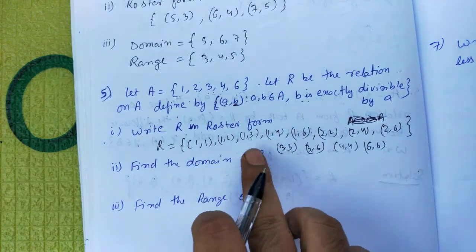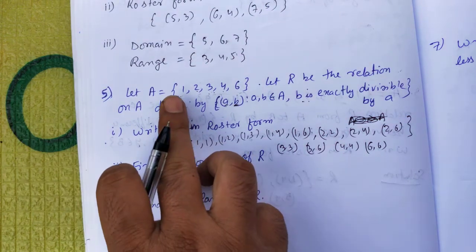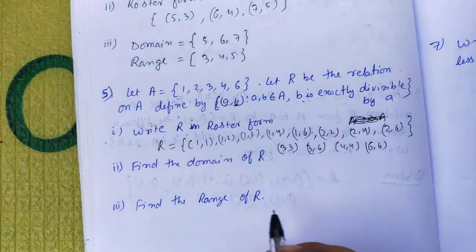So these are the relation. The first number can divide the second number. Since the relation is from A to A, I can use only these numbers only. So what is the domain?